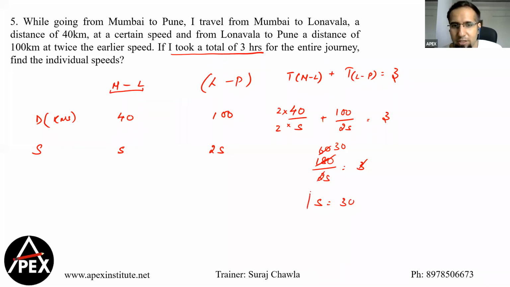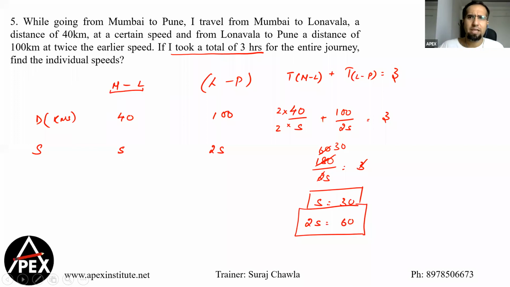Now the question is not asking you just the value of s, the question is asking you both the values of speed. So therefore, the final value becomes, if s is equal to 30, then 2s will be equal to 60. So 30 comma 60 should be your required answer. And they are in kilometers per hour only because the distance given to me is in kilometers and the time given to me is in hours. So speed has to be in kilometers per hour. Okay, guys. Let's move to the next question, please.